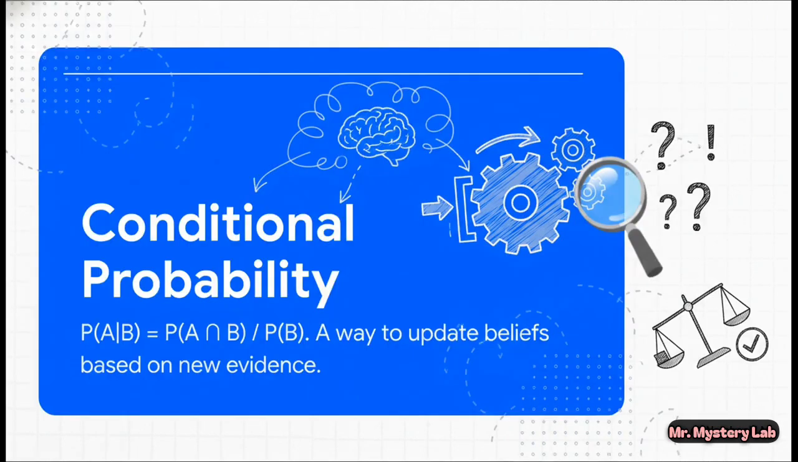And the tool for this is the formula for conditional probability. It gives us a precise mathematical way to update our beliefs when we get new evidence. It just says the probability of event A, given that B has already happened, is the probability of them both happening, divided by the probability of B all by itself. This is the engine of rational prediction.